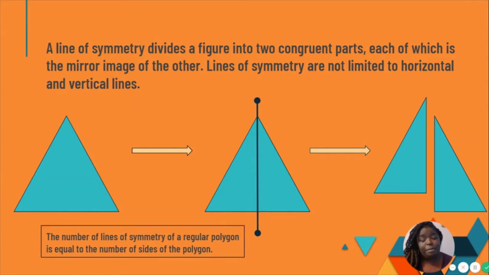We want to remember that the number of lines of symmetry of a regular polygon is equal to the number of sides of a polygon. So what that means is we have a 3-sided shape. If I have a 3-sided shape that is a regular polygon, and I know that all sides of my polygon are congruent, then that means that I will also have 3 lines of symmetry that are also going to make my 3-sided shape congruent.